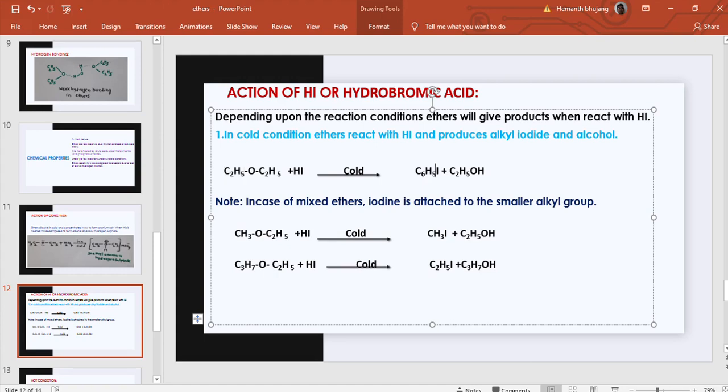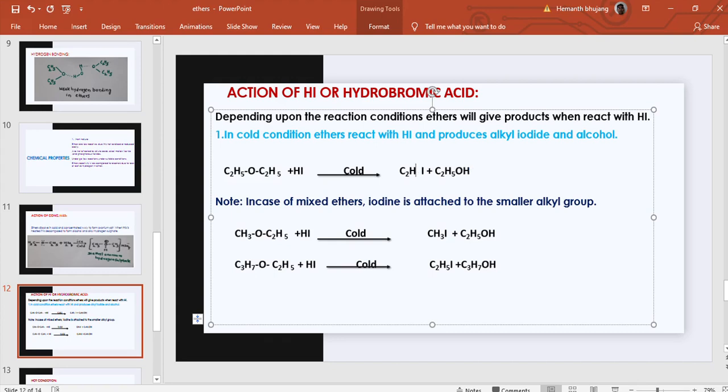So here we are getting C2H5I and C2H5OH. So two products we are getting. One is alkyl iodide and the other one is ethyl alcohol. Now, when we have mixed ethers, what happens?